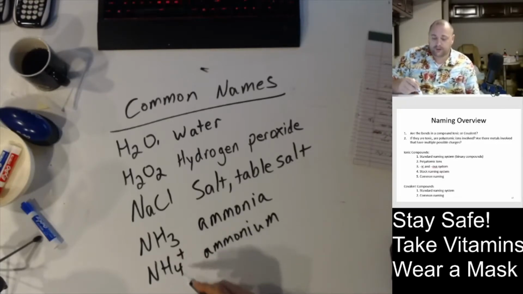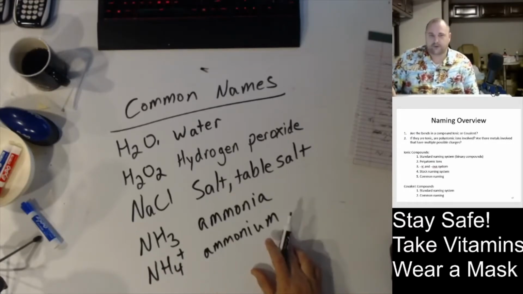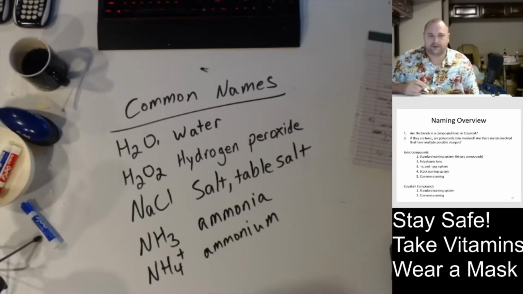So the way I do it is NH4 positive has more stuff in it, has more hydrogens, right? And so it gets the longer name. It's hard to tell they're long because I had to write in a smaller script.